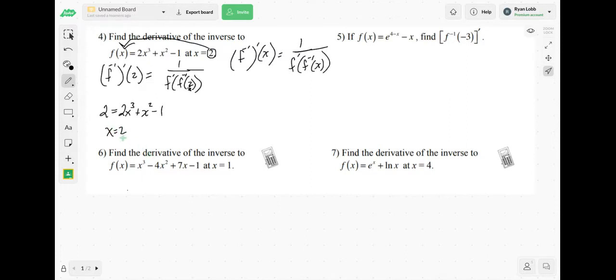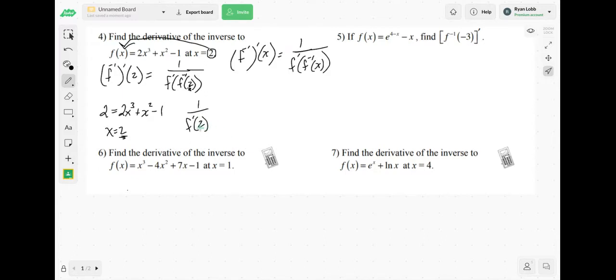So this x is not the x being 2. This is the x for function f, and this is the x for function f inverse. So what we really have here is that f inverse of 2 is 2, this 2. So we have 1 over f prime of 2 then.